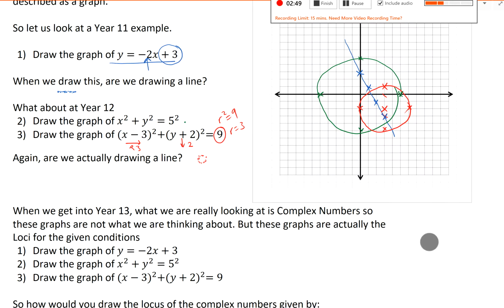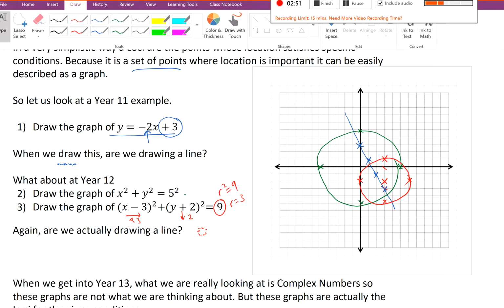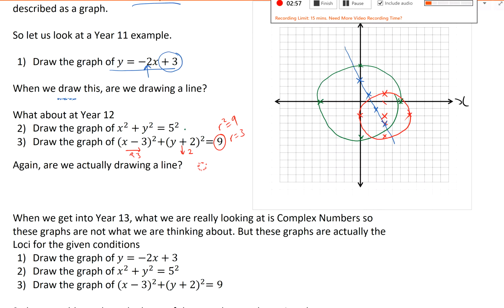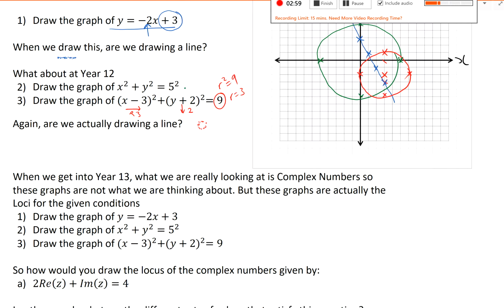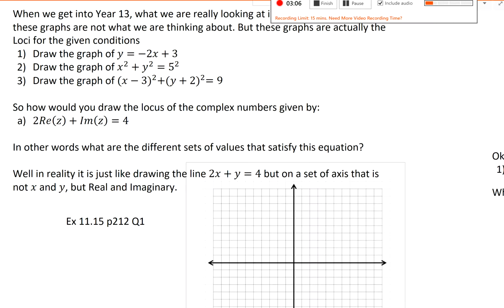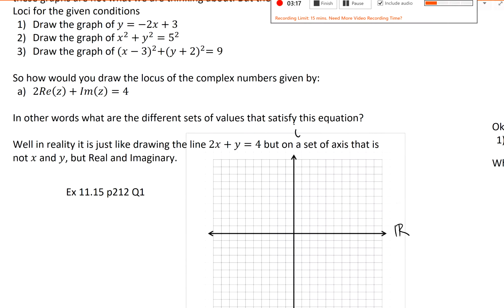Okay, so year 13. In year 11 and year 12, we were talking about an x and a y plane. Year 13, what are we doing? Well, we're talking about complex numbers, so we're not actually talking about an x and a y plane. We're generally going to be talking about a real and an imaginary plane. Here's this real part. So 2 lots of the real part plus an imaginary part is 4. So what could we draw?